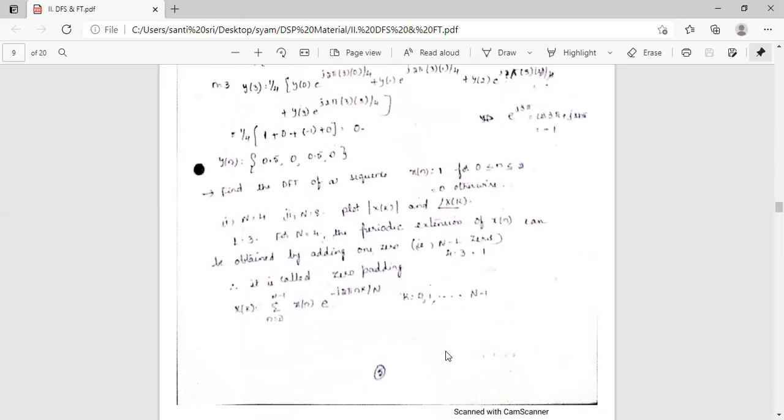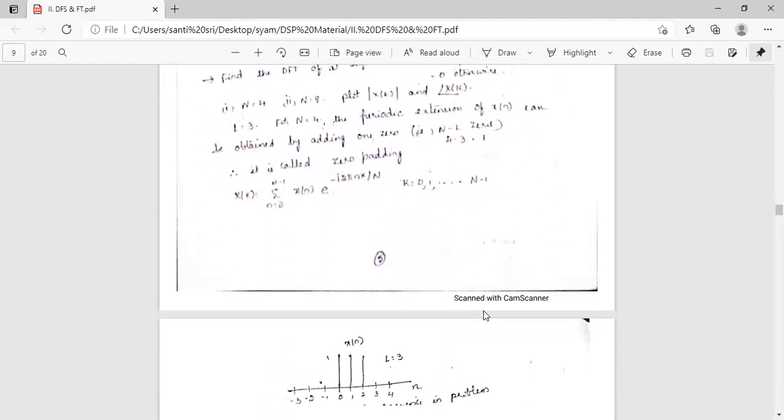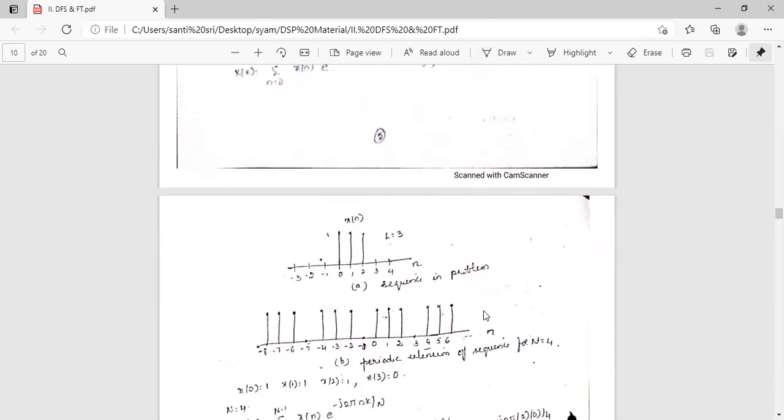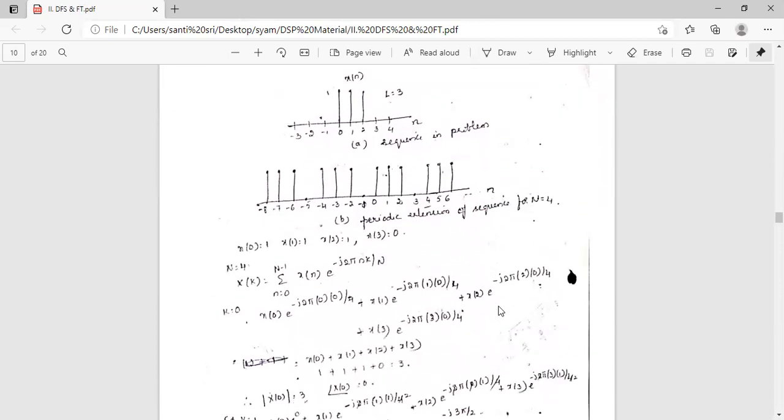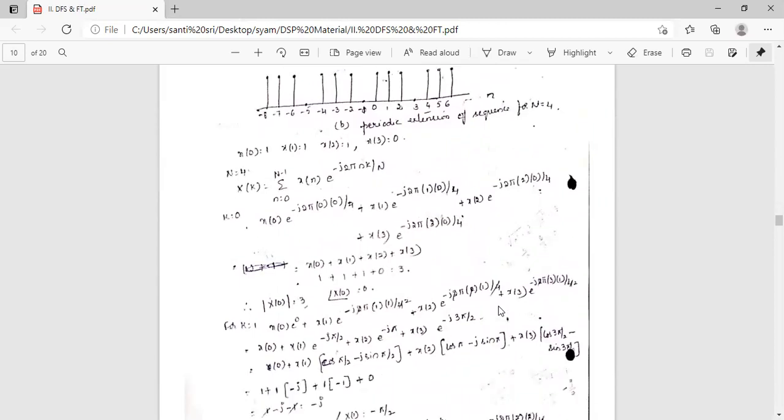So how do we find the DFT? X of k equal to sigma n equal to 0 to N minus 1 x of n e power minus j 2 pi n k by N. Here k is varying from 0 to N minus 1. Here the N value is 4, so 4 minus 1 is 3. We will find the values of X of 0, X of 1, X of 2, and X of 3. So this is the sequence given, and this is the periodic extension of the sequence for N equal to 4. Like that, we can find the values.